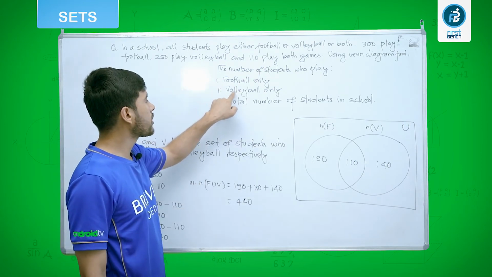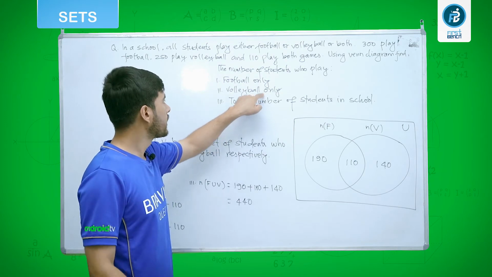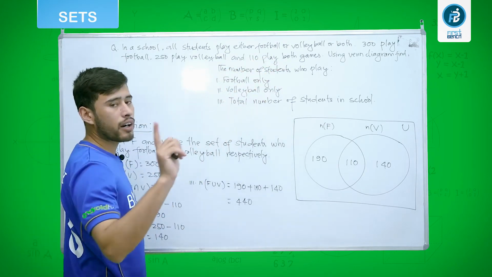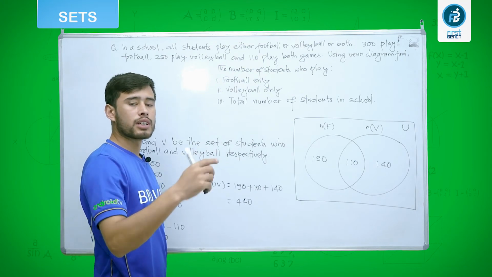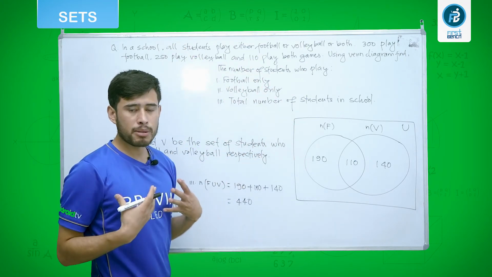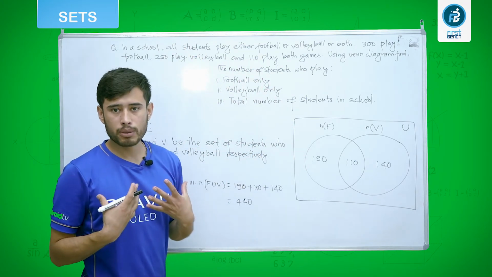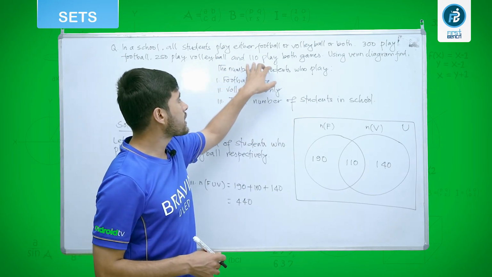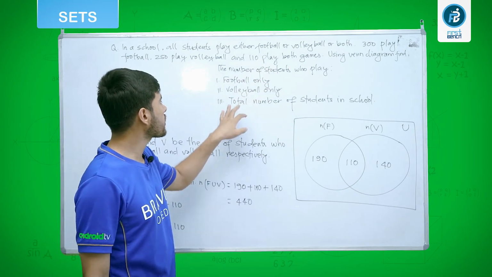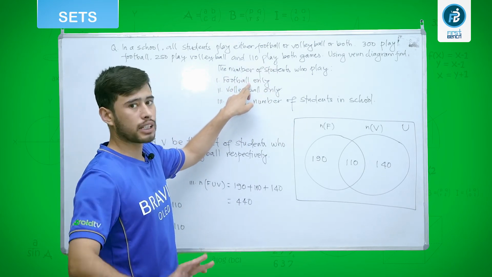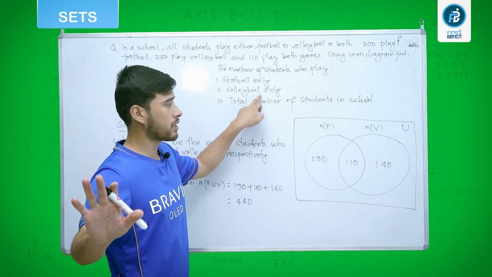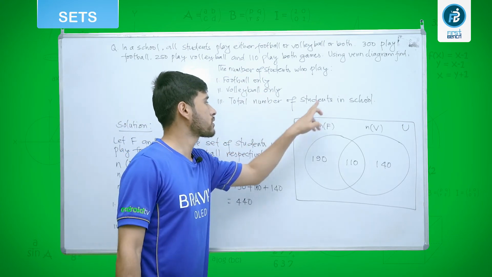So now find the number of students who play volleyball only, and 110 play both the games. Look here, among these students there are 110 students who play both. So among those students I may be the one who likes to play football as well as volleyball. In a similar way, 110 play both of the games. Now we are going to calculate who play football only. They do not touch volleyball at all. Volleyball only, they do not play football at all.